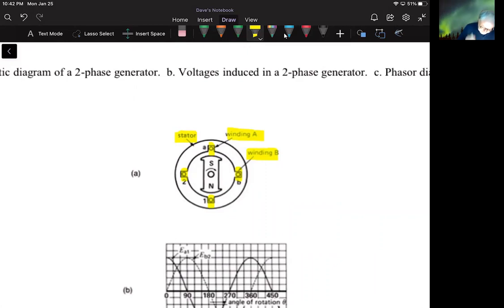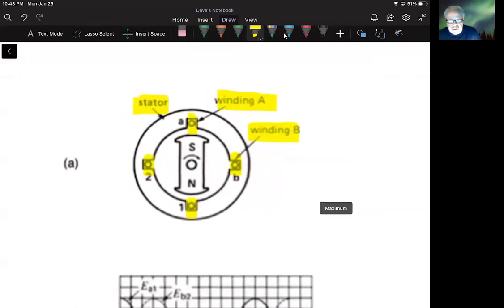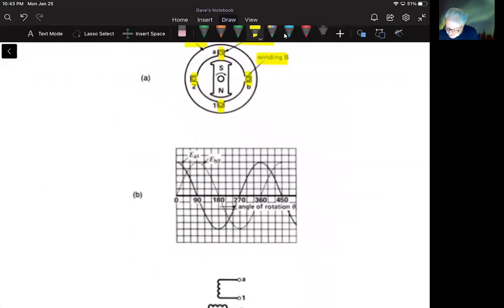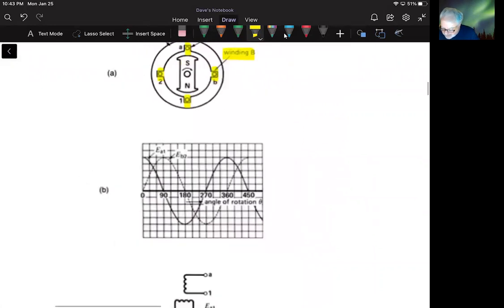Now, it makes sense that since these two coils are mechanically 90 degrees apart, the voltage that's generated is going to also be 90 degrees apart. All right, so when I look at this, let's see if we can find a good place on this graph to look at this. Okay, so here's EA1, and it's peaking there at 0 degrees, right here. And then if I come out 90 degrees later, there's EB2, and it is peaking 90 degrees after that.